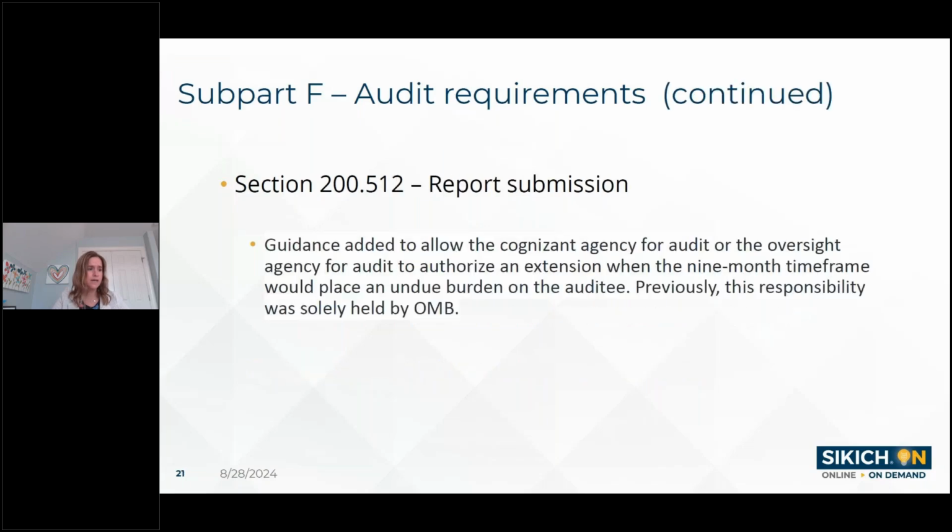A few things on the report submission. The guidance does now allow the cognizant agency for audit or the oversight agency for the audit to authorize an extension when the 9-month time frame would place an undue burden on the auditee. Previously, there really were not extensions provided when it came to the 9-month deadline, and that was solely the responsibility of OMB in the past. So, an interesting update and revision in this area.